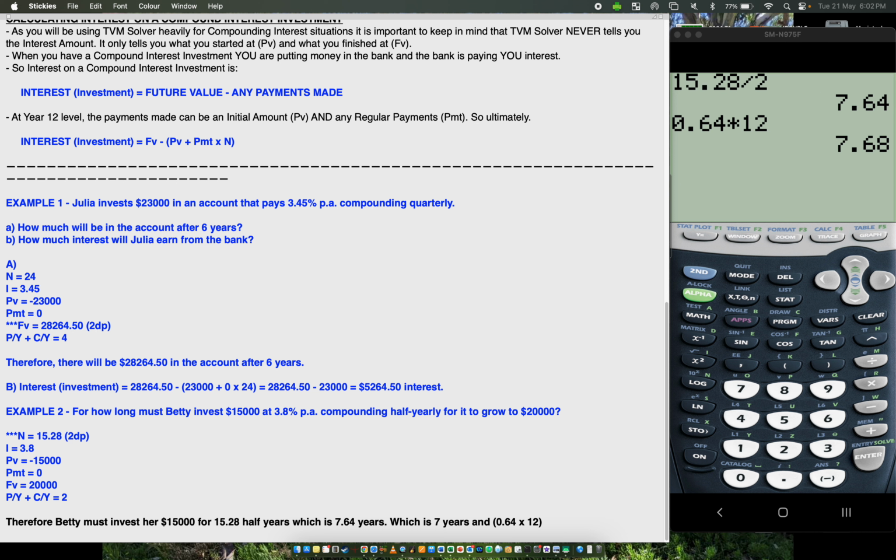So that equals 7.68. So 7 years and 7 full months. It's close enough to 8. 7 years and 8 months, basically. And approx 8 months. That's an example, so I need to do it in blue.